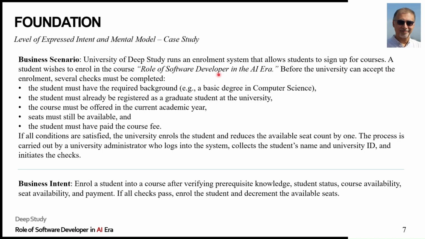Before the university can accept the enrollment, several checks must be completed. The student must have required background, for example, a basic degree in computer science. The student must already be registered as a graduate student at the university. The course must be offered in the current academic year. Seats must still be available and the student must have paid the course fee. If all conditions are satisfied, the university enrolls the student and reduces the available seat count by one.